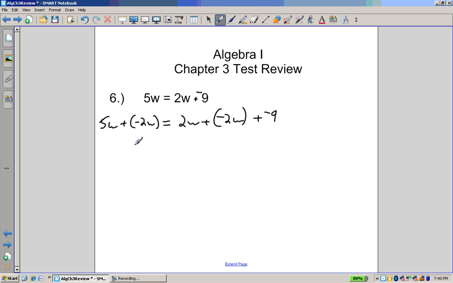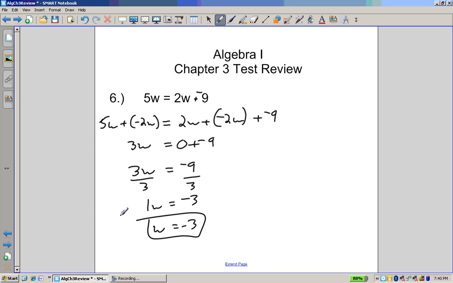5w plus negative 2w is going to give me 3w. Again, 0. And we get negative 9. Now, let's finish off. Then get all your variables on the same side. First addition or subtraction, well, we couldn't do that. Then multiply, divide. So 3 divided by 3, 1. That's negative 3. W equals negative 3. And again, check it. Come back and check it when you have a moment.